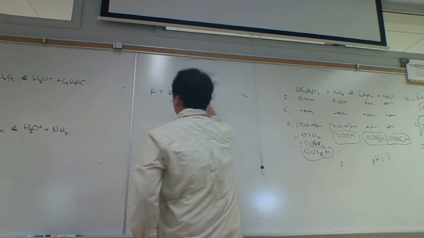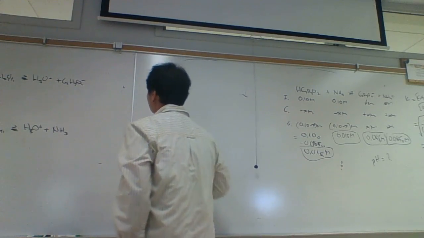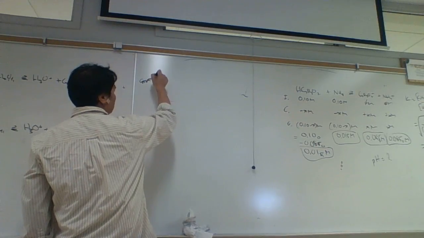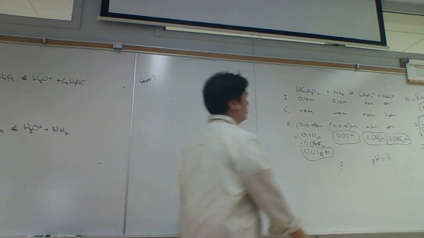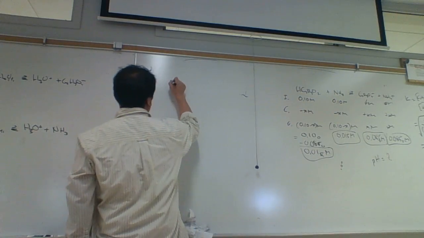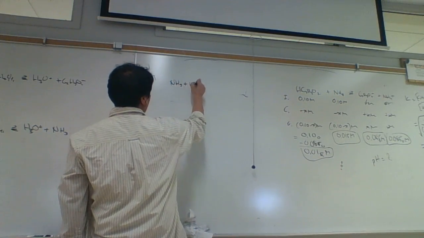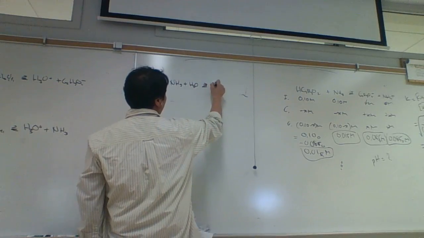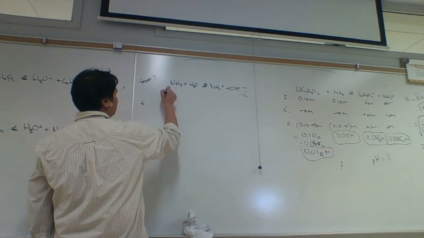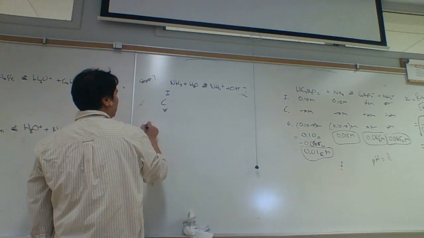Well, if I have a mixture of bases, then I better do the Kb's to figure it out. So I better pick the strongest base. What's the strongest base present? The strongest base present is going to be ammonia. And so I better do ammonia plus water. That's going to give me ammonium and hydroxide. And then, okay, I'll do the ice table there. And then I better go to step 2.